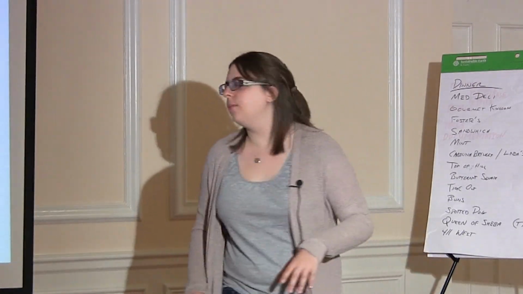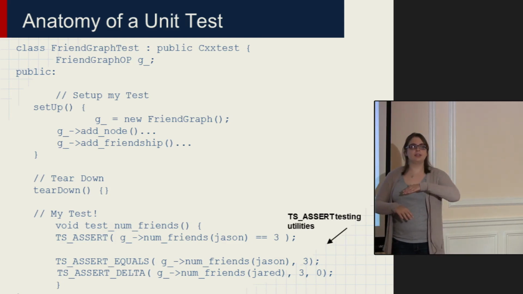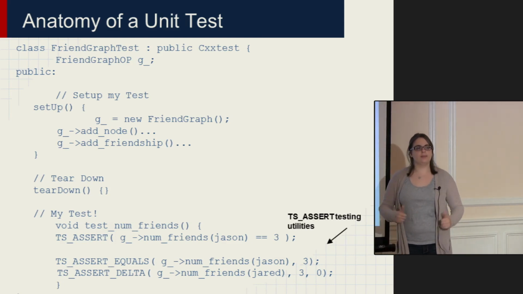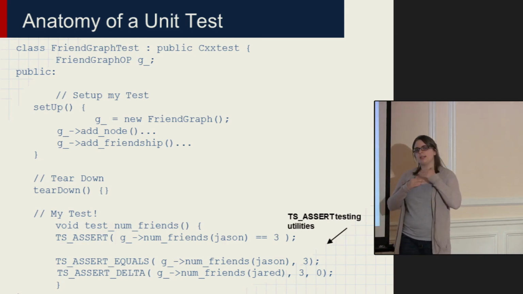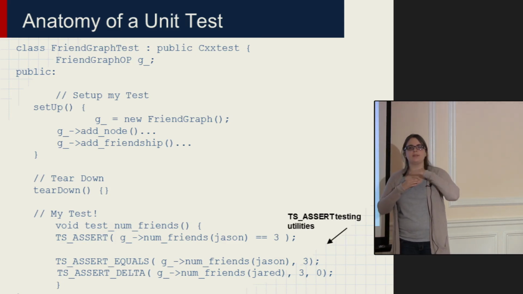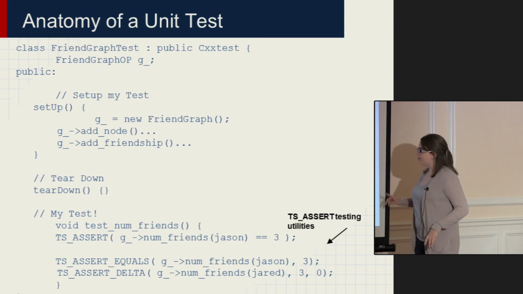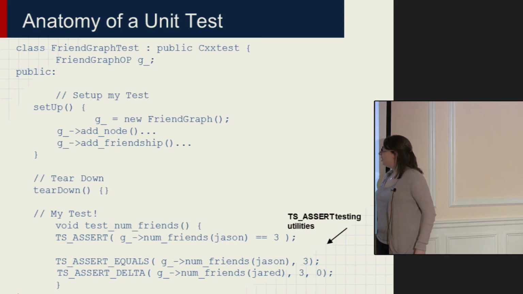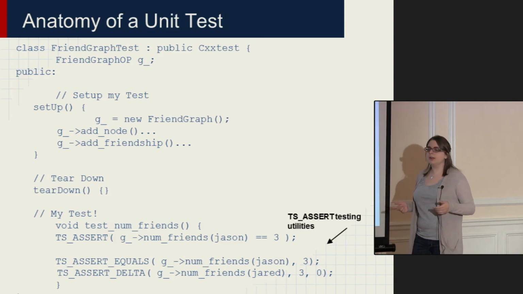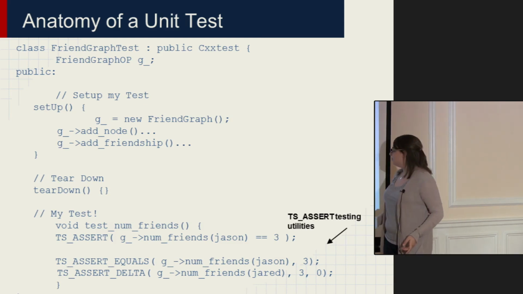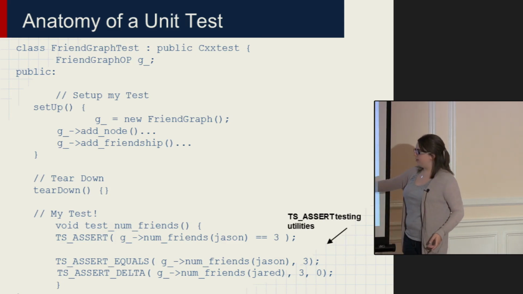And then finally, by deriving your class from CxxTest, you get some testing utilities that are really, really useful. Because if you think about it, a unit test is just making a series of assertions. So if I call this method, what does it equal? These are three really common testing assertions. The first is TS_ASSERT. That's just like your regular assert. If the statement evaluates true, it'll evaluate true. TS_ASSERT_EQUALS, so you can put two values and it'll assert true if they're equal.